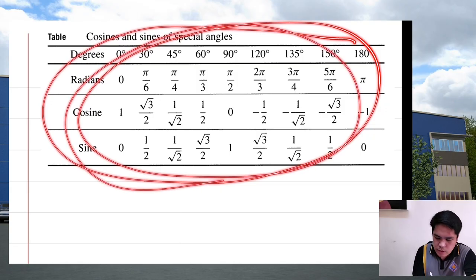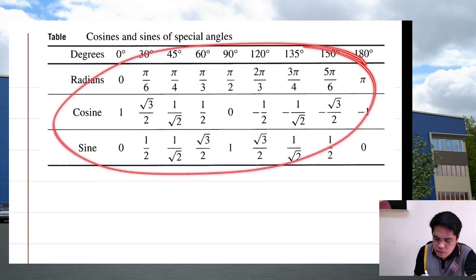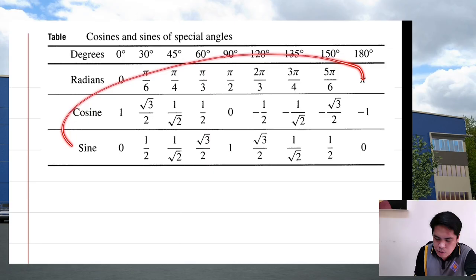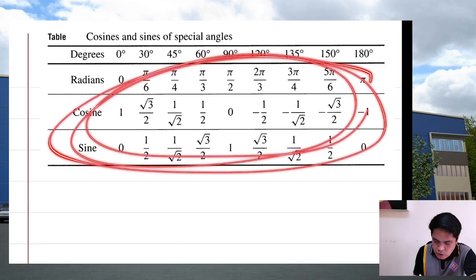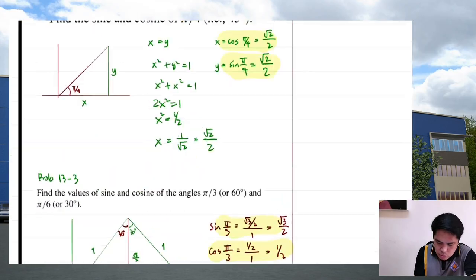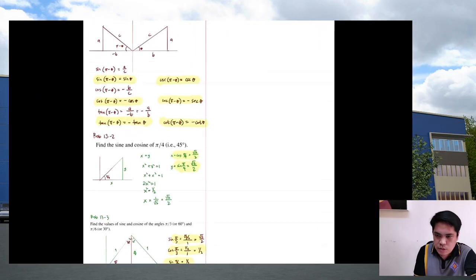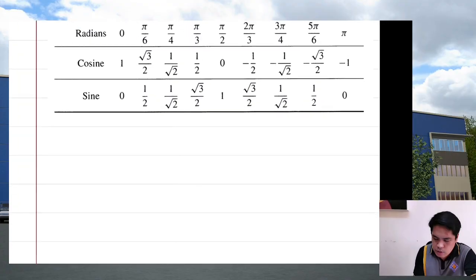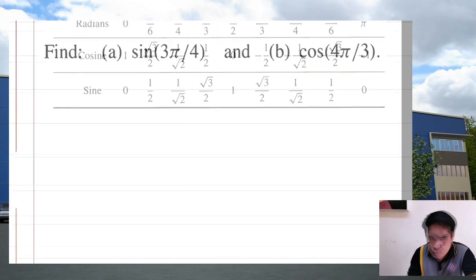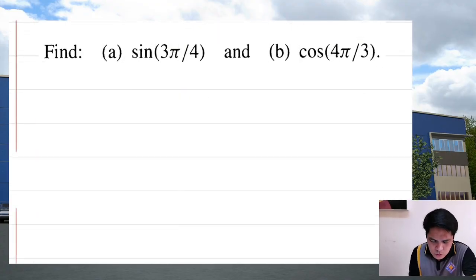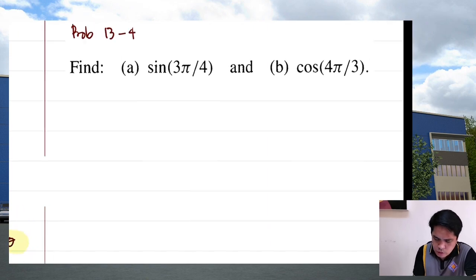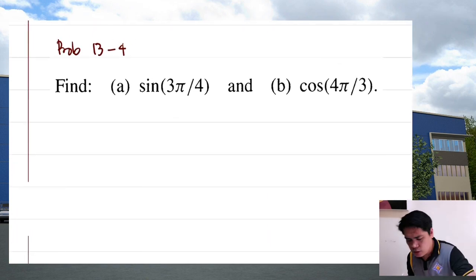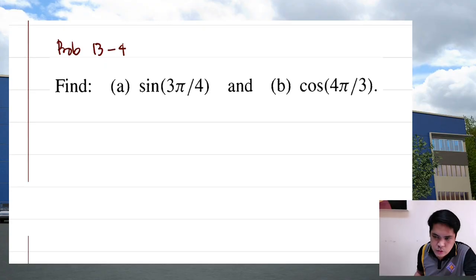Okay? Or if we cannot memorize this, which we don't really need to, because in engineering we're fine using a calculator, you can always go back to its derivation. So, that's it. Let's have another problem. How do we solve sine 3 pi over 4 and cosine 4 pi over 3 without a calculator? Let's call this problem 13-4.